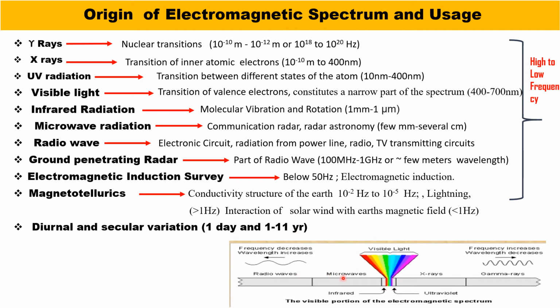Pictorially we can see there is visible light. On the left hand side the frequency decreases and energy decreases, that means the wavelength increases, and on the right hand side we get X-rays and gamma rays, with very high frequency and very low wavelength. The oscillations are many, which indicates the frequency is high and the energy is high. The visible portion is very narrow, that means the wavelength range is 400 to 700 nanometers.